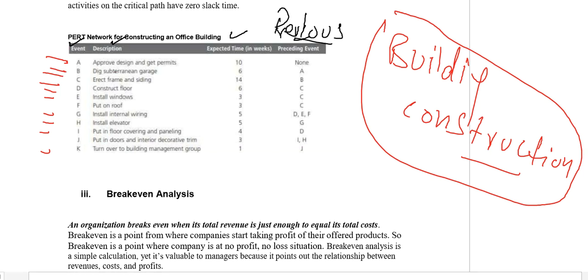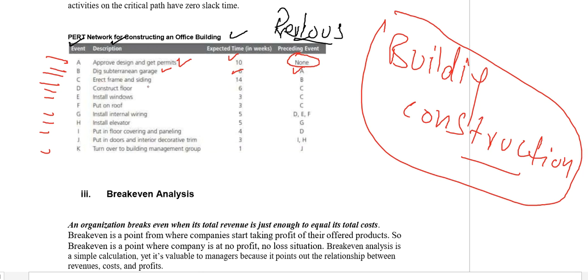So in order to construct the building, first activity is to get approval of the design or mapping. This will take 10 weeks, and there are no preceding or previous events, since this is the first event. Number two, then after that we will start digging. It will take 6 weeks, and the previous activity will be A.